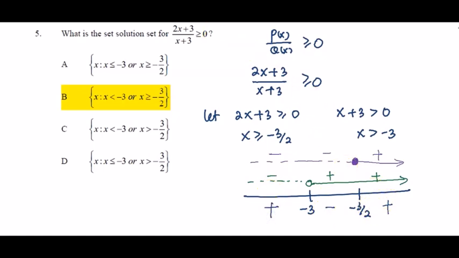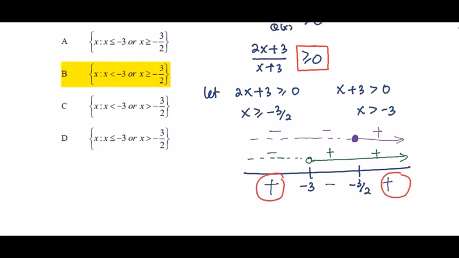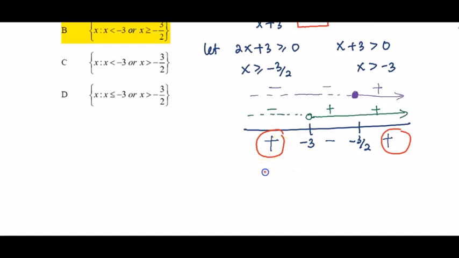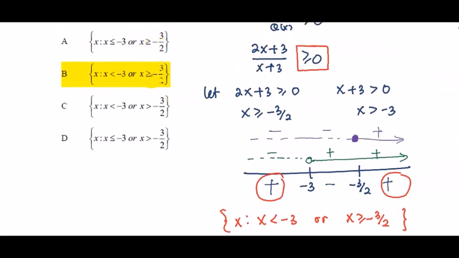Now you can refer back to your standard form. You are looking for the division to be greater than or equal to 0. So we are going to choose the positive portion, and the interval for these two portions will be x less than negative 3 or x greater or equal to negative 3/2. So this is in set form, and now you can choose the correct answer from your multiple choice options. This is the answer B.